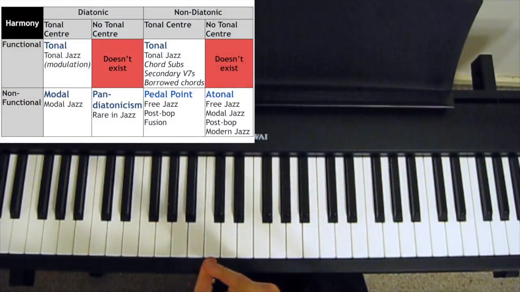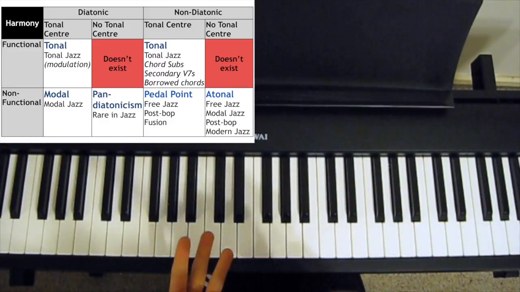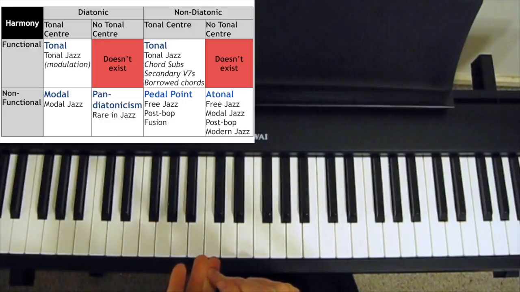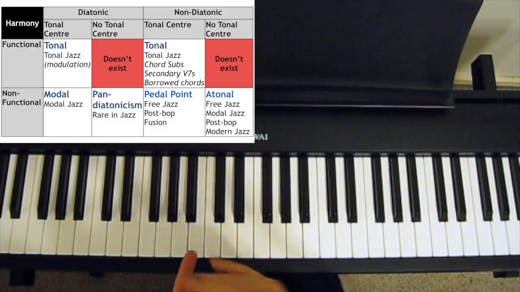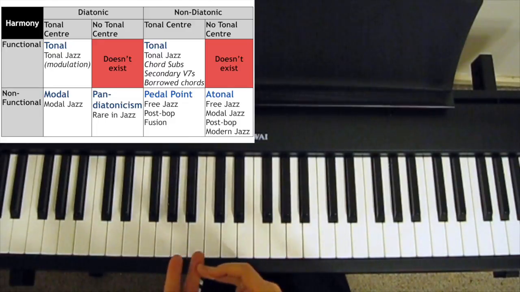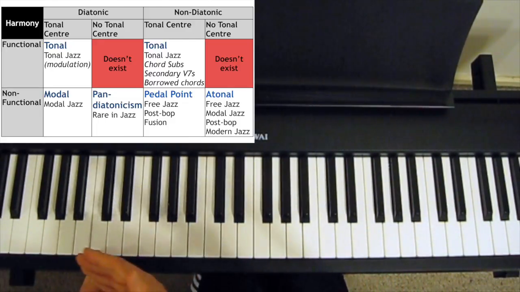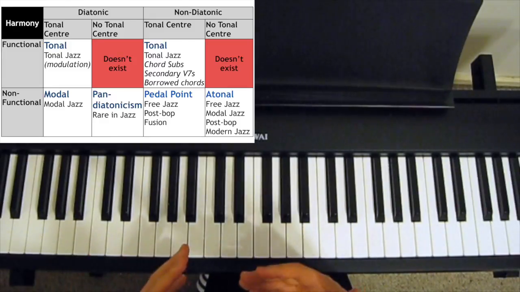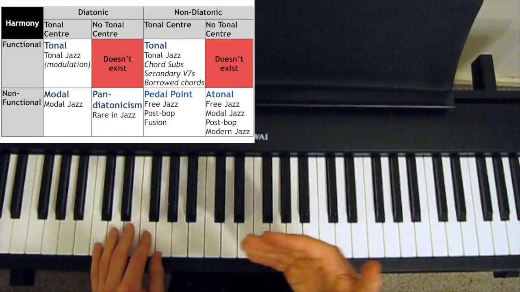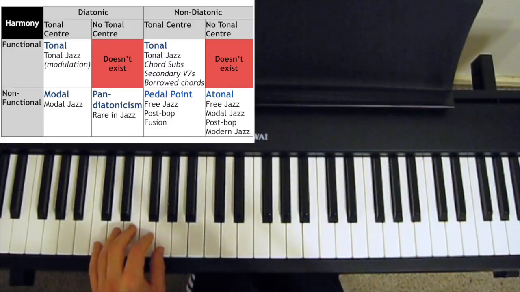Next, if we have a non-functional chord progression, a tonal center, but use non-diatonic chords, then we have pedal point harmony. Now this is used in some free jazz, some post-bop, and fusion. Now the idea here is that you have a single tonal center which you use either as a pedal point, so just keep repeating, or play some kind of ostinato which outlines the C as the kind of tonal center.